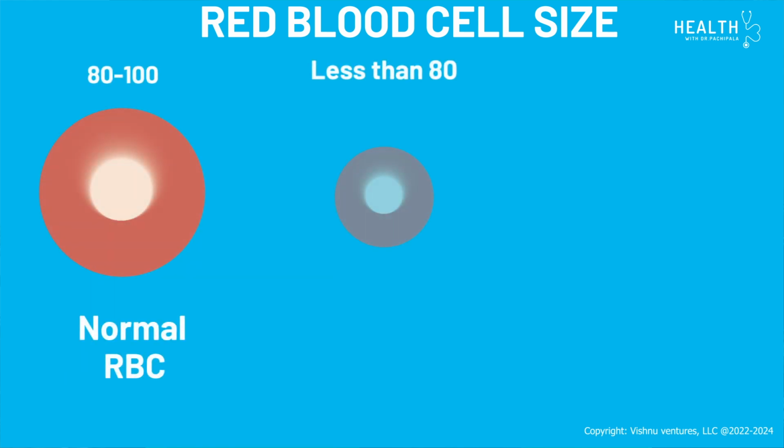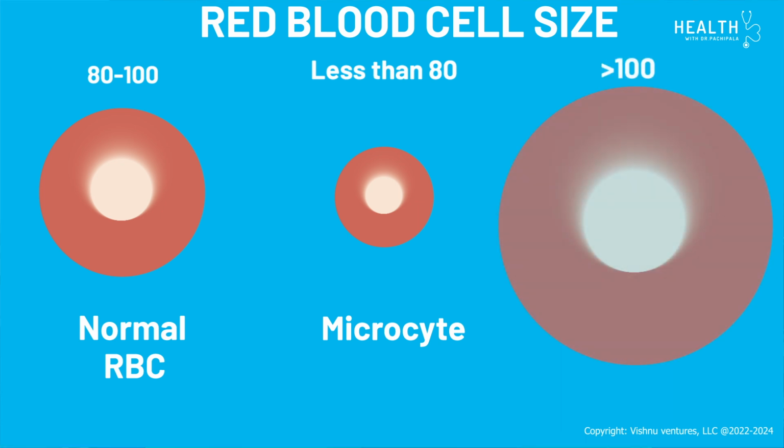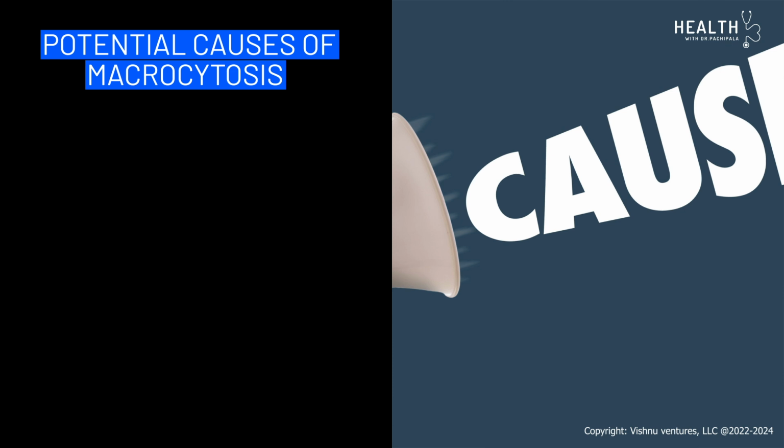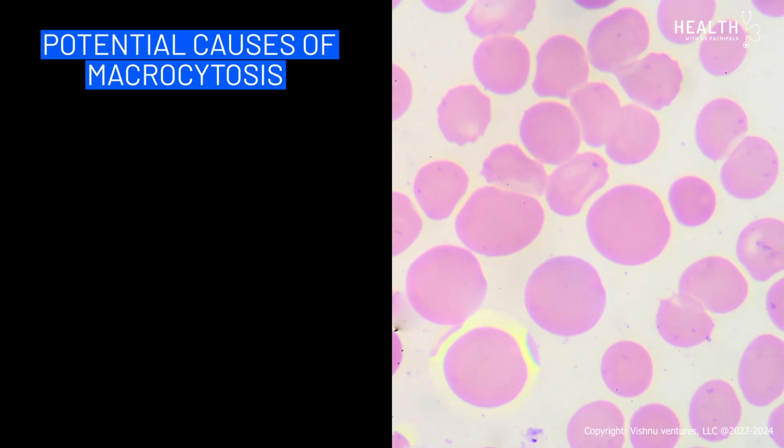Less than 80 is called microcytosis, or small size red cells. More than 100 is considered macrocytosis, which means the red cells are larger in size. Large cells by themselves do not cause problems, but they indicate the presence of problems elsewhere. So let's look at the potential causes of macrocytosis.